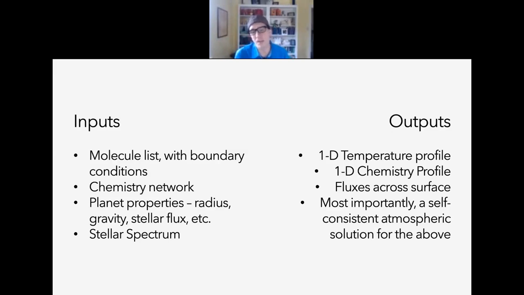You also can specify planet properties, radius, gravity, the net total stellar flux, etc. And separately from that, you can define the stellar spectrum, and the stellar flux can be sort of modulated according to the stellar spectrum you provide. In terms of outputs, you get the 1D temperature and chemistry profiles. You also get the fluxes across the surface, as well as some detailed things like how fast things are raining out and stuff.